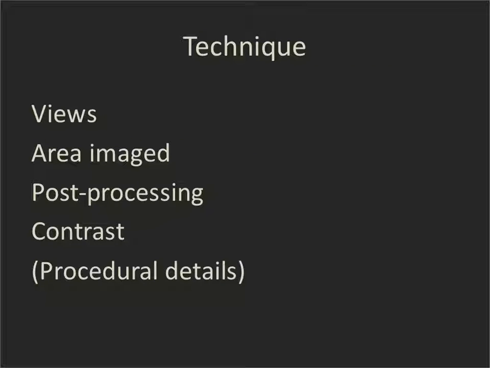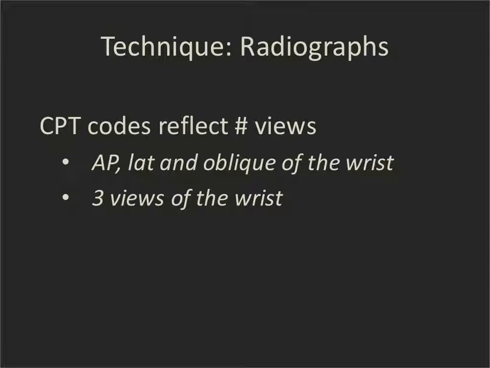Moving on to the technique section. The technique section needs to include the number of views, the area that was imaged, any post-processing that was performed, whether we gave contrast, and if it's a procedure, the procedural details. And I'm going to go through each of these in sequence. CPT codes depend on the number of views, and we have to say either the number of views that were obtained or what those views were. So either of the following is equally okay for radiographs: AP, lateral and oblique of the wrist, or 3 views of the wrist, either are fine.